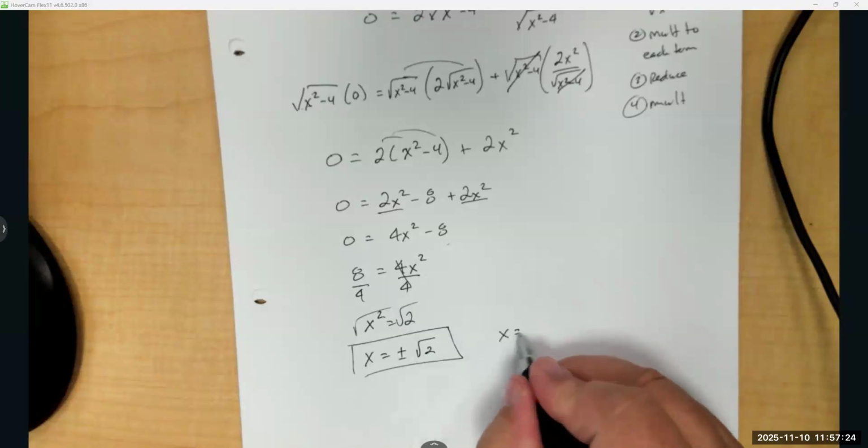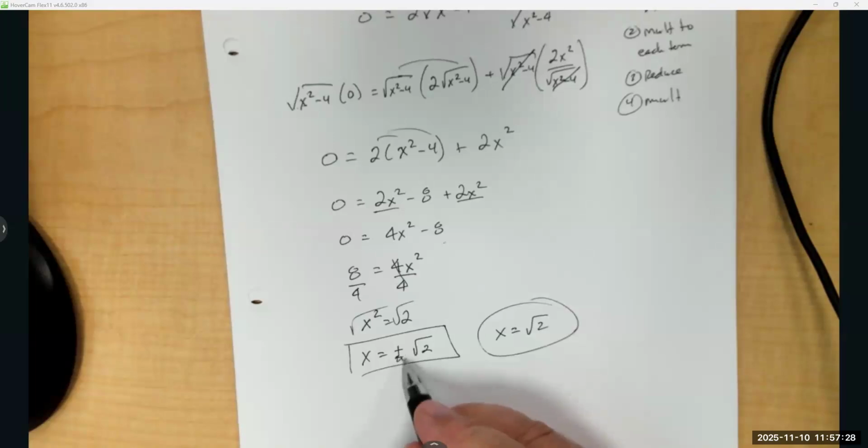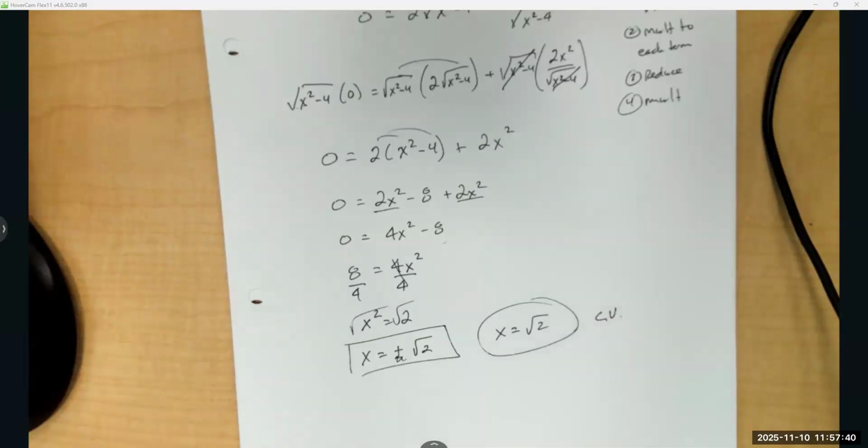Our domain is 0 to 2, right? We don't use the negative one. This is outside our domain. So that's our critical point, critical value. What do we do with it? Plug it in where?